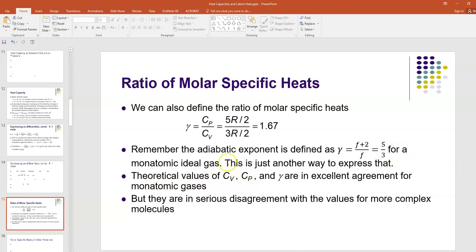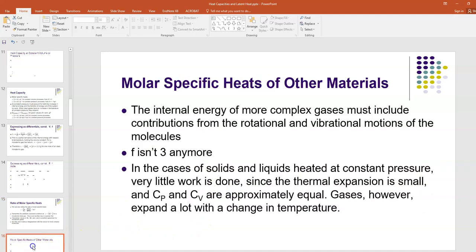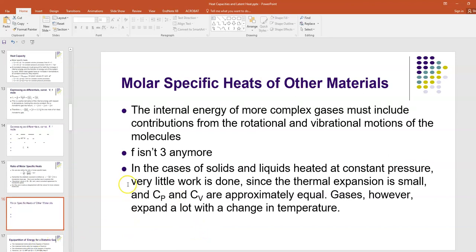Now, if you look at the theoretical values of C sub V, C sub P, and gamma, they're all in excellent agreement for monatomic gases, but they're in serious disagreement with the values for more complex molecules. And this is because the internal energy of more complex gases must include contributions from rotational and vibrational motion of the molecules. In other words, for monatomic gases like helium, for example, it can move in 3 directions, but that's all the degrees of freedom it has.